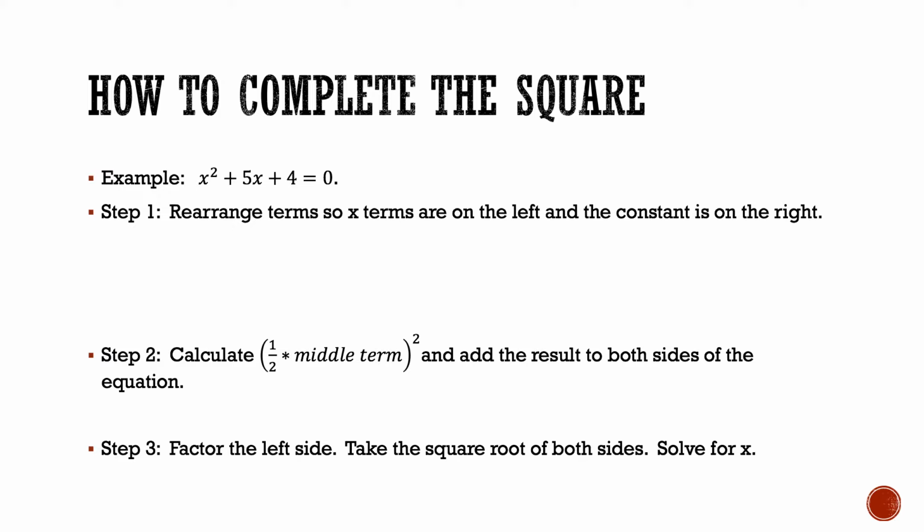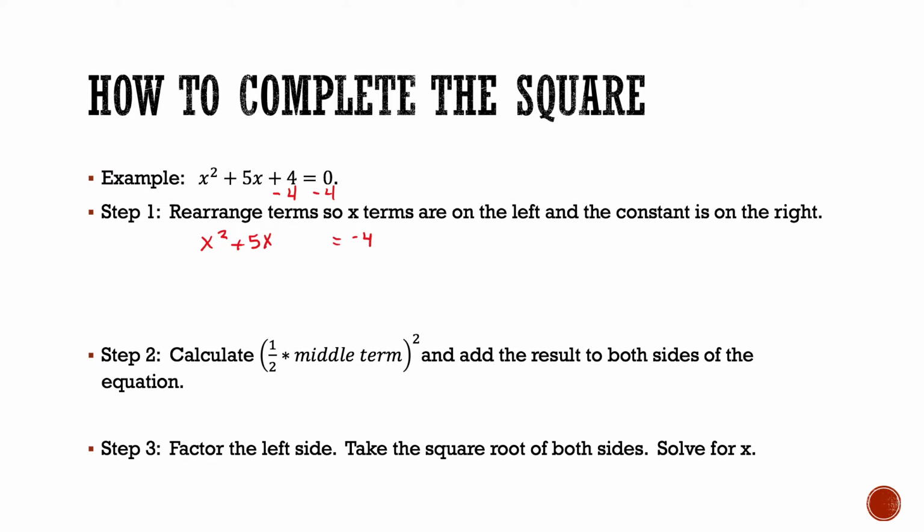Step 1 in completing the square is to rearrange the terms so that the x terms are on the left side of the equation and the constant is on the right. So to do that, I'm going to take the positive 4 and subtract it from both sides of the equation. So that's going to give me x squared plus 5x is equal to negative 4.